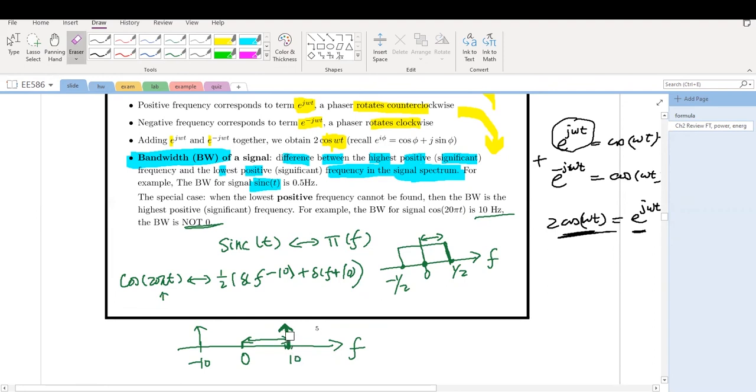Some will argue, okay, because of the delta function, there's no bandwidth in the delta function. Yes, that's true, but the delta function is sitting at 10 hertz here. So therefore, this sine, cosine signal still has bandwidth. It will occupy 10 hertz.